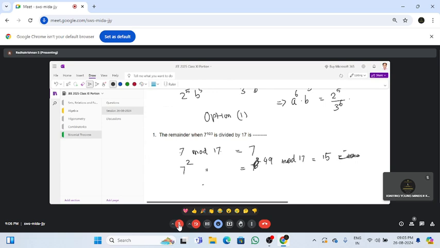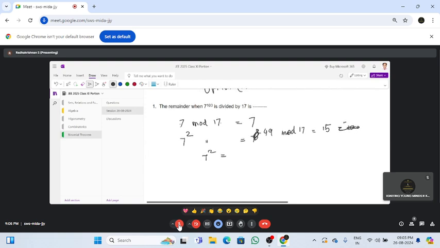So 7 square mod 17 equal to 15, and we can put it as minus 2, because 15 minus 17 is minus 2. Now you again use square. 7 power 4 mod 17 equal to minus 2 square, that is 4. So now you see how it is simplifying, right? For 7 power 4, you don't have to calculate a huge number and divide by 17.